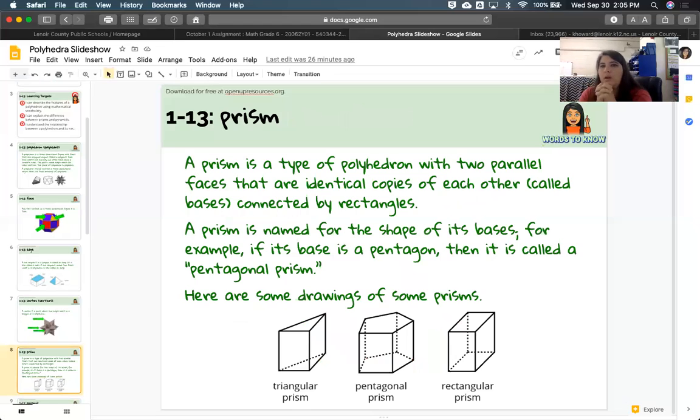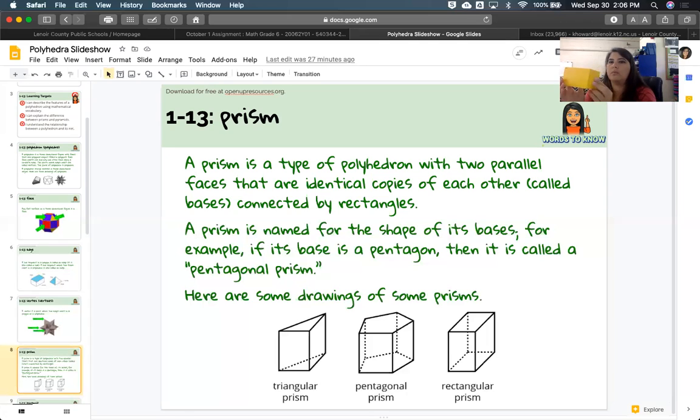Okay, so now we're going to talk about two other vocabulary words that you need to know. One is prism. A prism is a type of polyhedron with two parallel faces that are identical copies of each other, connected by rectangles. So for example, this is a prism. One base is a square. The other base is a square, so those are opposite sides. They're parallel, they're both squares. See if I can show that in the video up here at the top. And the squares are connected by rectangles.